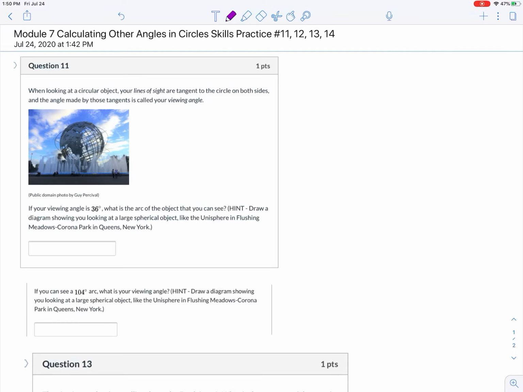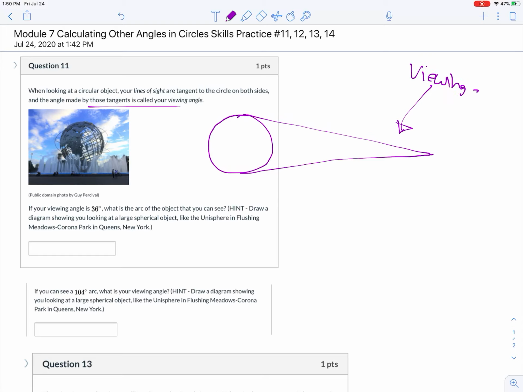Okay, here are some hints for calculating other angles, especially these application projects. For number 11, your lines of sight are tangent to the circle on both sides, and the angle made by those tangents is a viewing angle. So I'll take this sphere example and make it a little bigger, not to scale, and draw tangents to it that meet externally. Sorry, that's not your line of sight, that's your viewing angle. So this type of picture is going to be used for all of them.